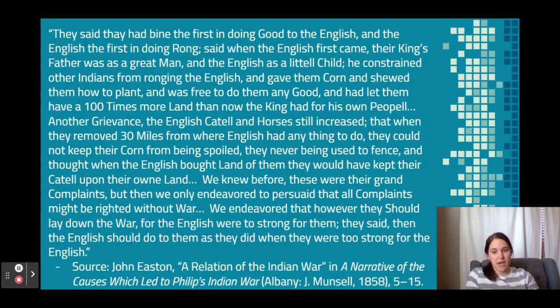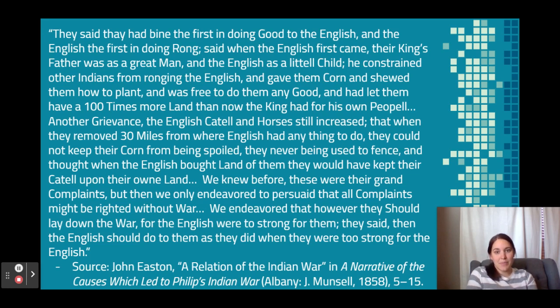Here's a quote by John Easton. He's governor of Rhode Island, and he wrote on behalf of the American Indians. It is a little bit long, but I shortened it so much. It really shows the grievances of the American Indians and why King Philip's War happened.